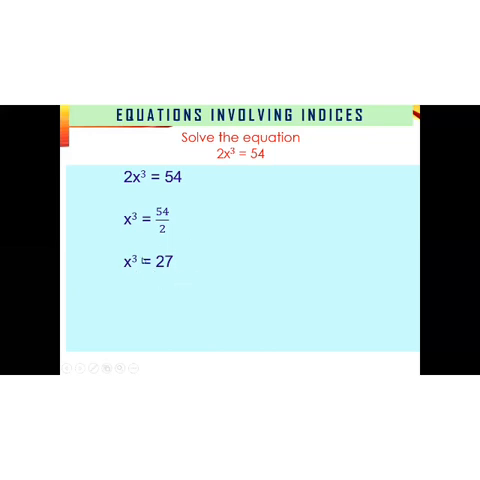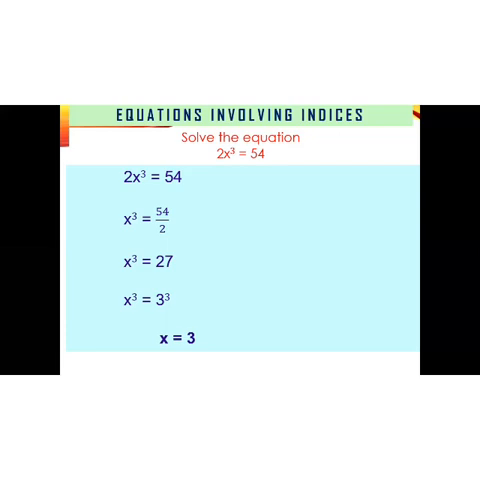Okay, start thinking. 27 is what to the power of 3? 27 is 3 to the power of 3. So now, what can you see? Our powers are the same. So now that our powers are the same, we can equate the bases. When you're trying to find an unknown in the base, try to make the powers the same. So here our x is going to be equal to 3.